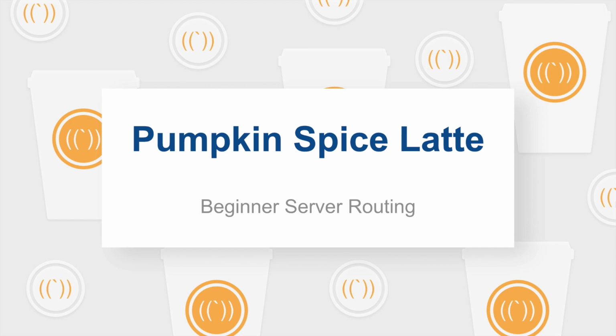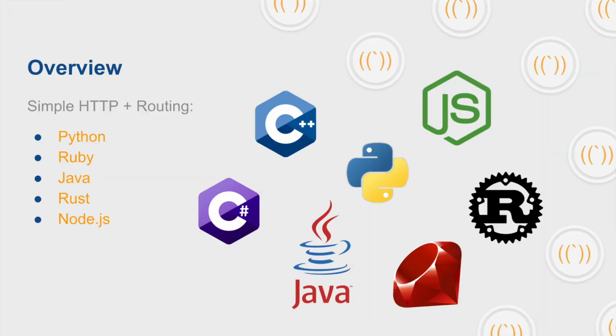So today's content is going to be centered around server routing. You will need all the various platforms that were discussed in the last video. You need all of those installed plus their package management systems, which will be linked below. Today we are going to cover simple HTTP routing with Python, Ruby, Java, Rust, and Node.js.